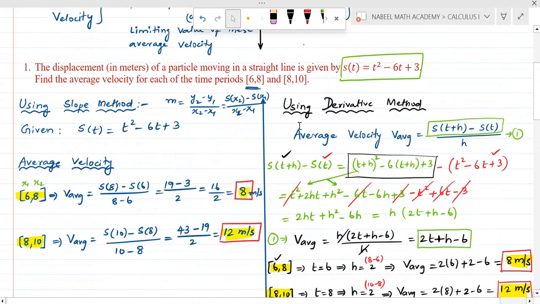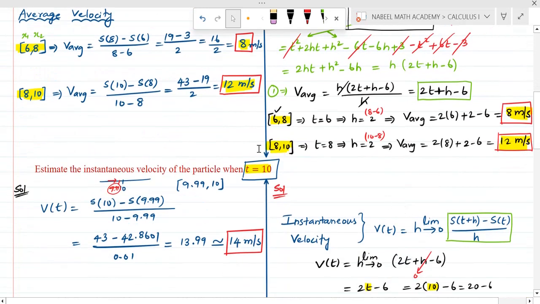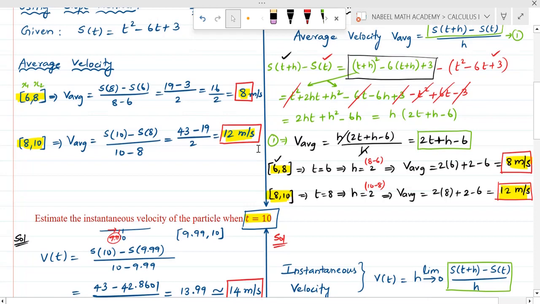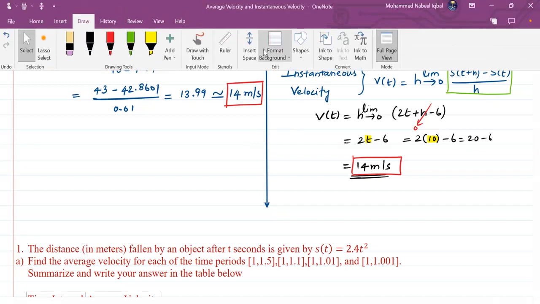If the question mentions using the slope method, that is 2.1, you have to solve using this method. If it is asking for the derivative method, you have to solve using 2.7. If nothing is specified, and the question is just given, it is your choice which method you want to use. And we will have one more question here.